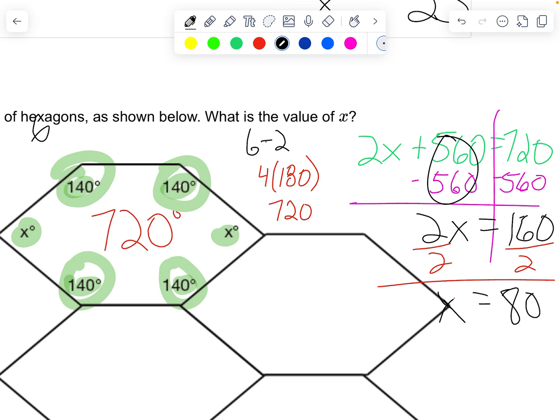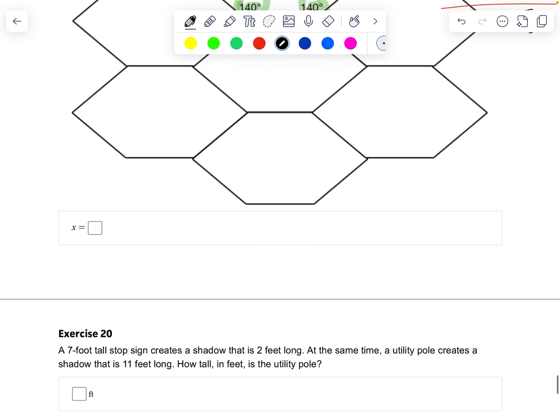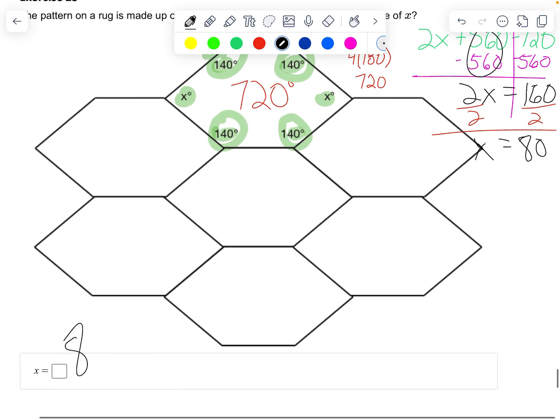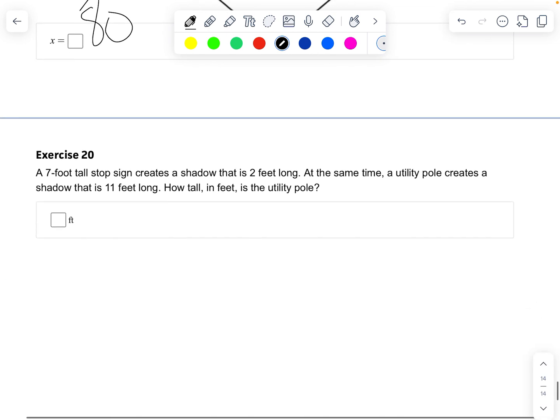Yes, it is. Last one. That was number 19, and now we're on to number 20. The answer for that one was 80. All right, last question. This one, we're going to have to draw a picture, okay? You have a 7-foot tall stop sign that creates a shadow of 2 feet long. At the same time, a utility pole creates a shadow of 11 feet long. How tall in feet is the utility pole?